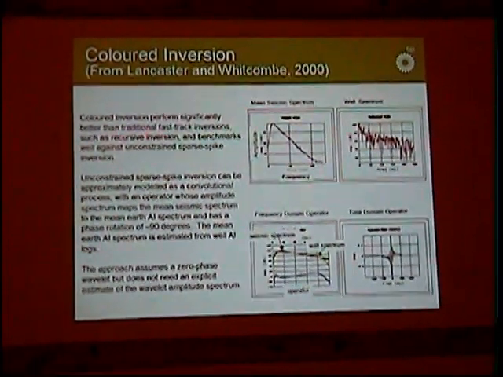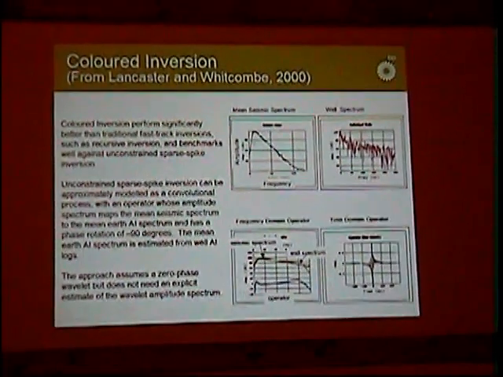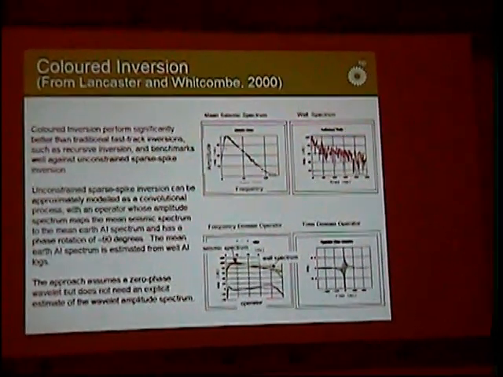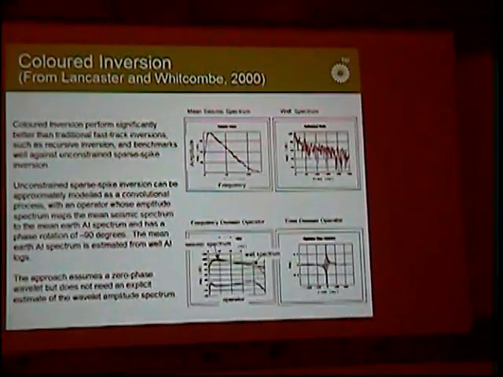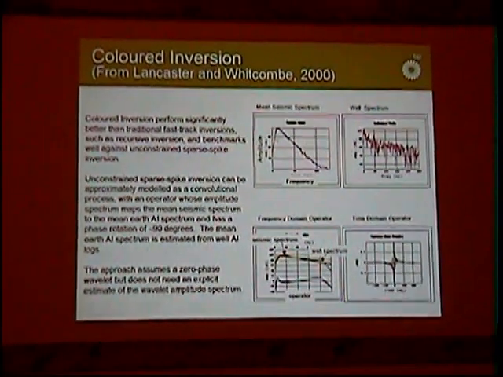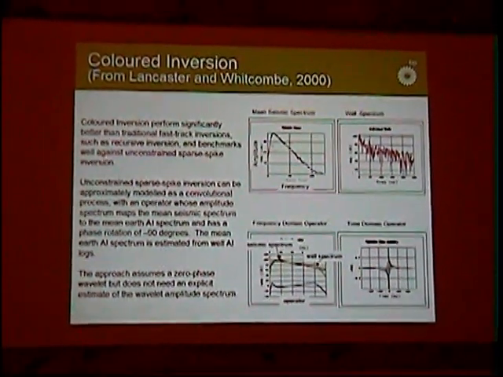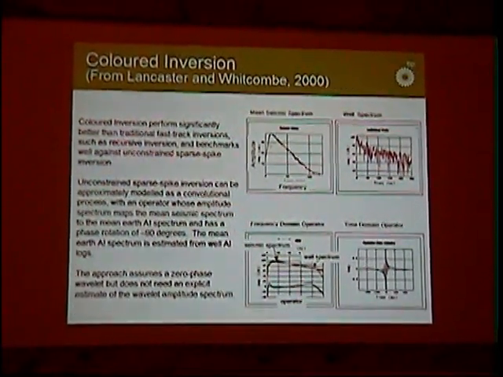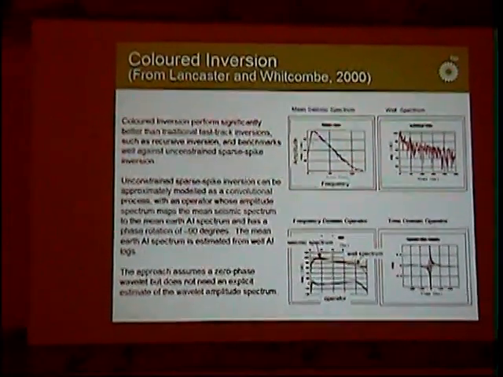So it worked much better than fast-track inversions like recursive inversion or some of the Shell methods, the Ramsar methods, and then the Jason methods, the unconstrained sparse-spike, which means you have much less well control. It works really, really well.